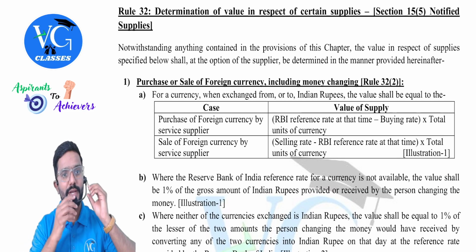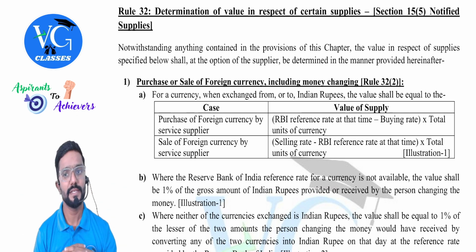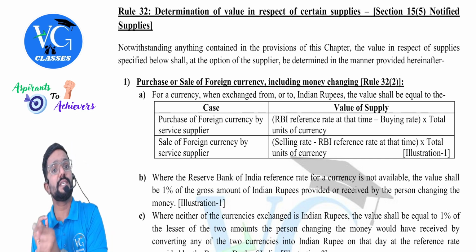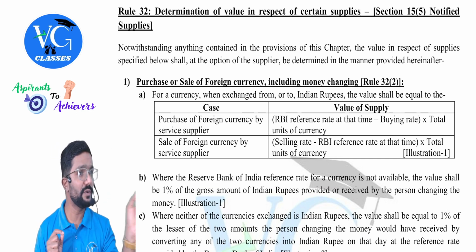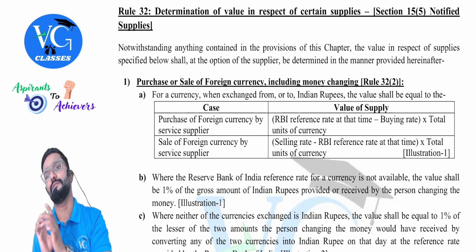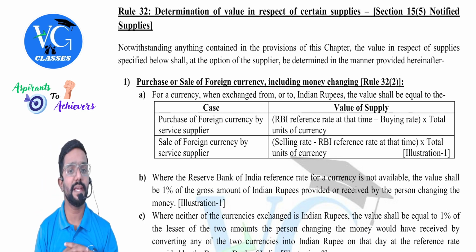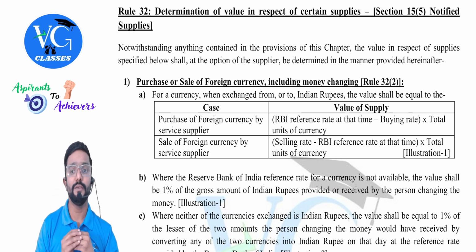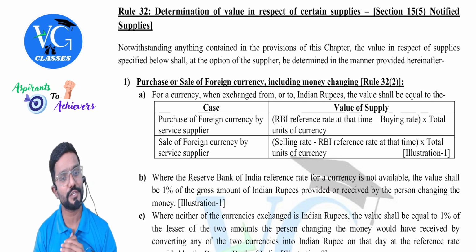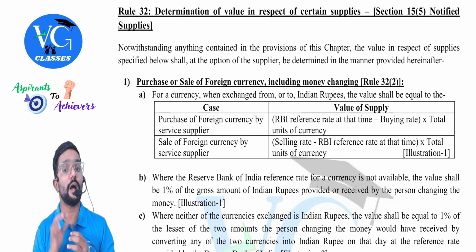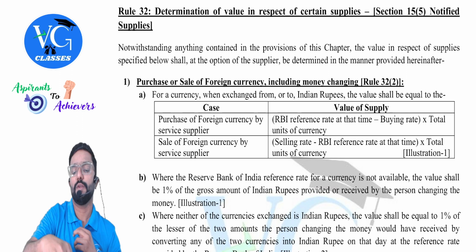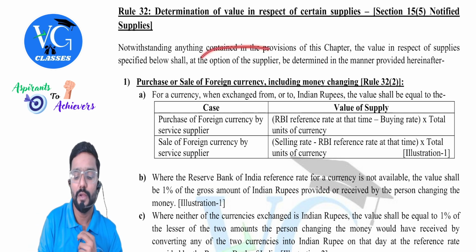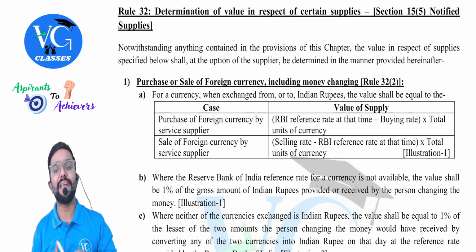Rule 32 determines the value in respect of certain supplies. Section 15 subsection 5, notified supply. Guys, which section is giving reference to this rule? Rule 32 is the section 15 subsection 5. Notwithstanding anything contained in the provisions of this chapter, the value in respect of supplies specified below shall, at the option of the supplier, okay, it is an option given, be determined in the manner provided hereinafter.